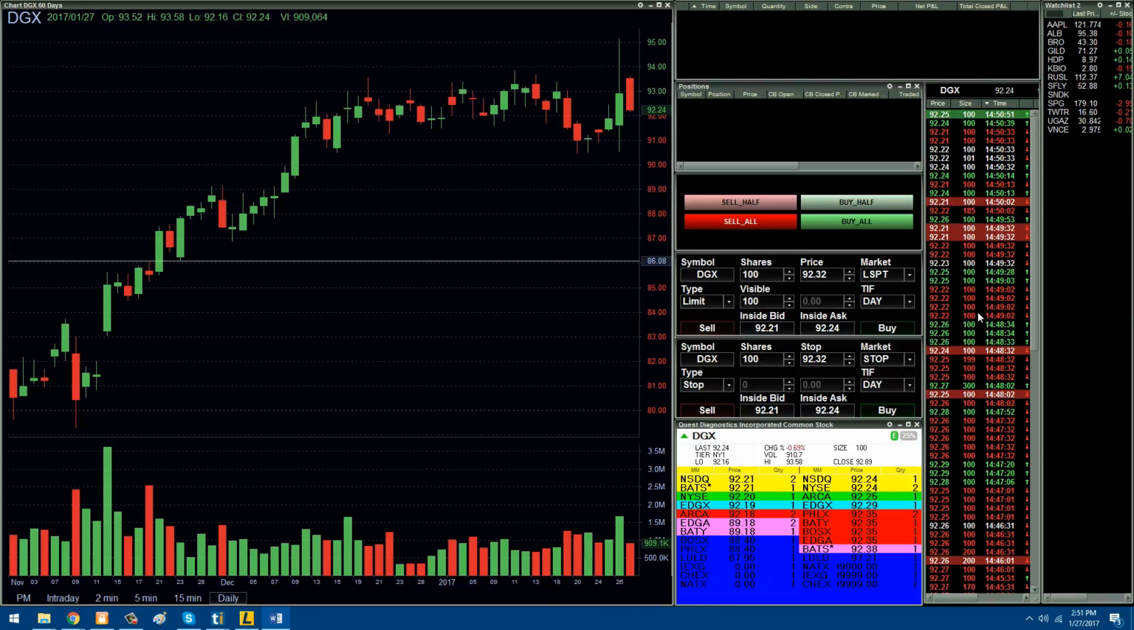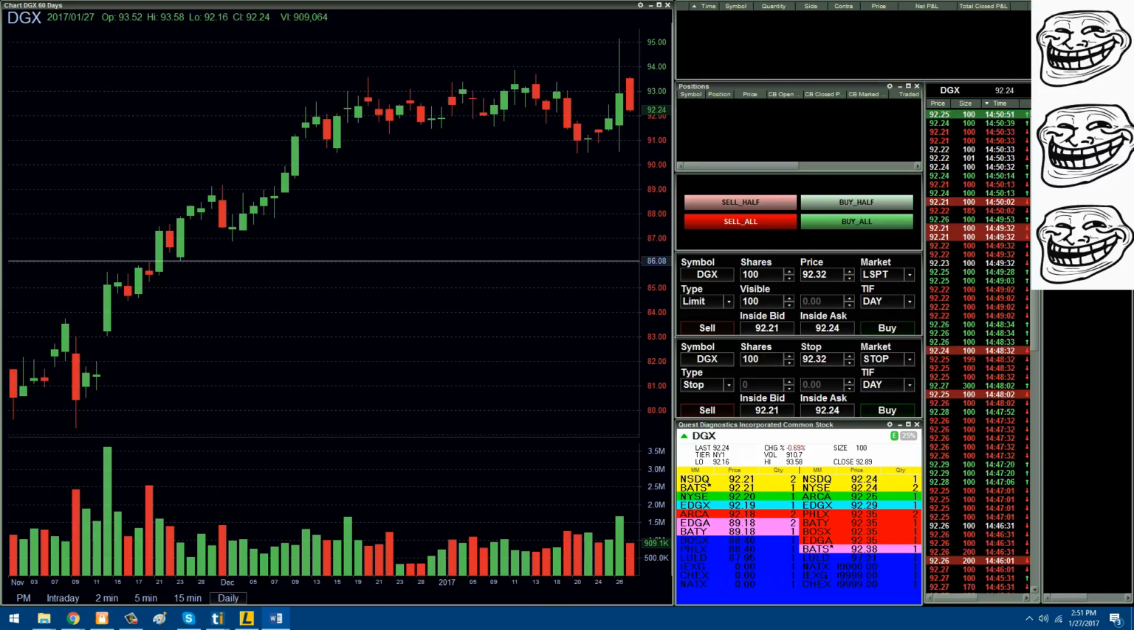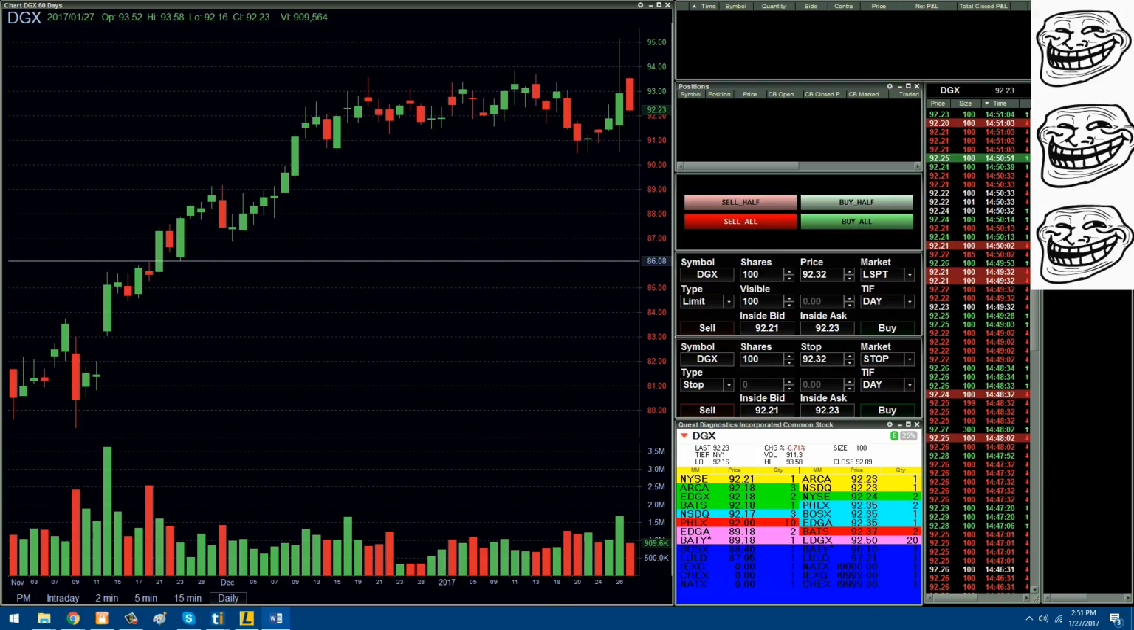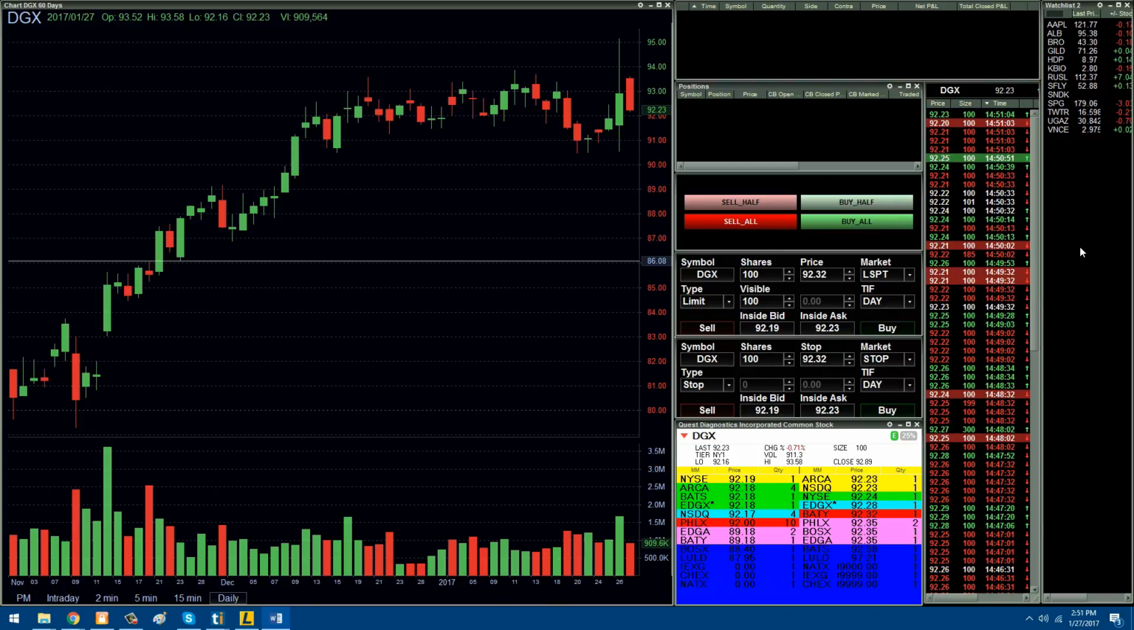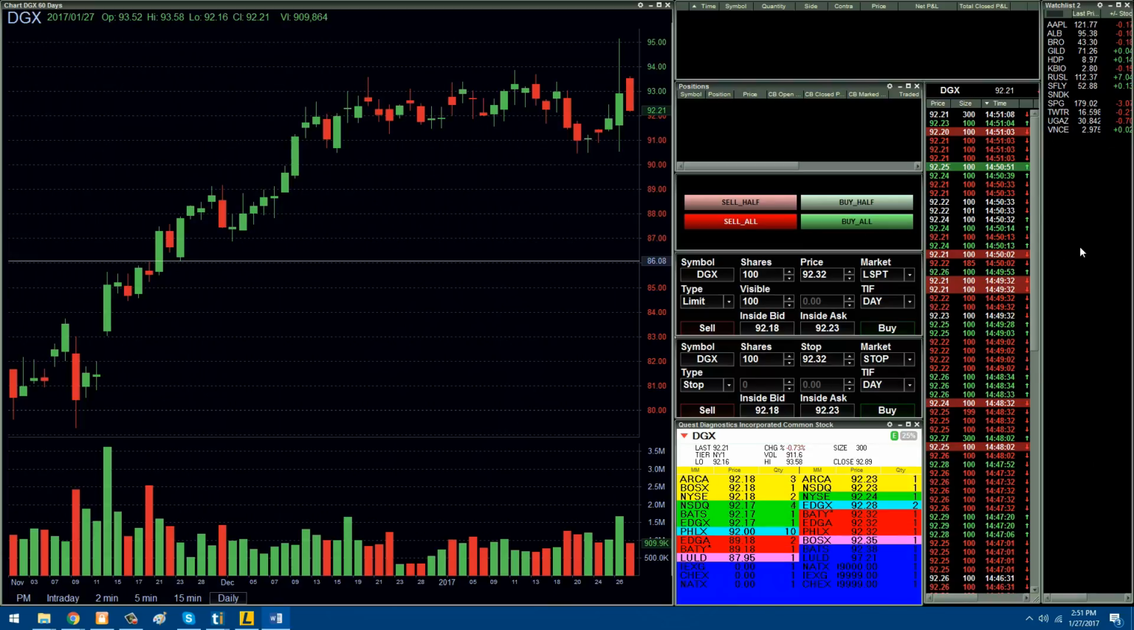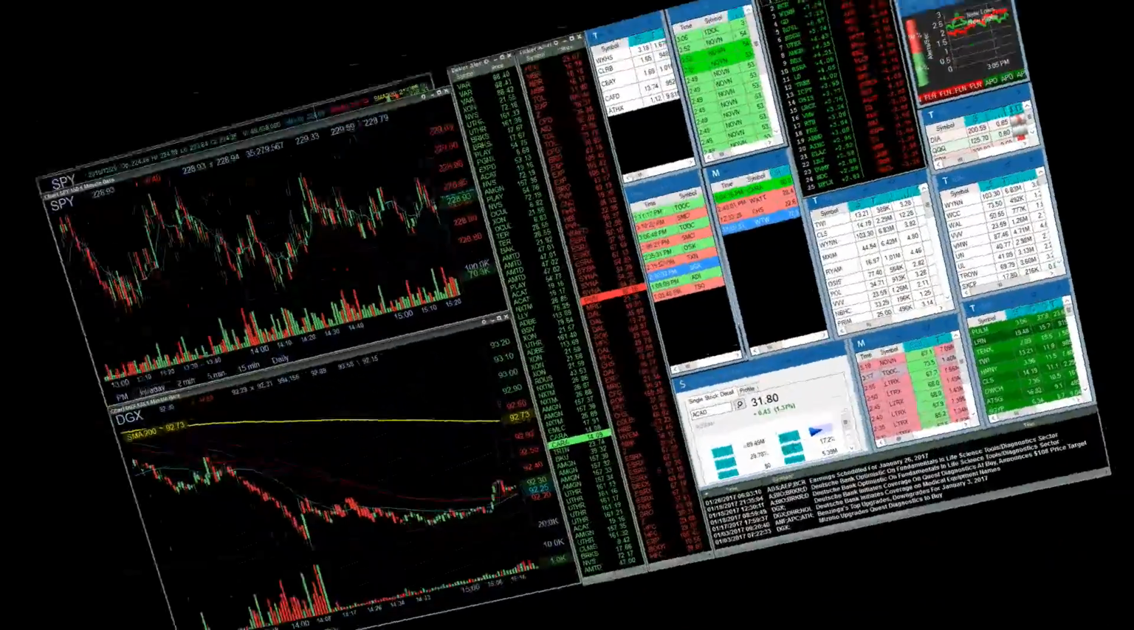And lastly, I have my watch list right here. This is actually a troll. To be honest, this is nothing more than something to hide my personal information. My strategy and setup doesn't require me to have an exclusive watch list. I have possible trades on my scanners, which is on the right monitor.